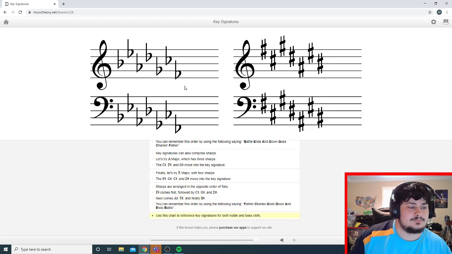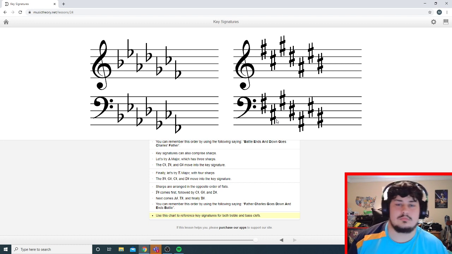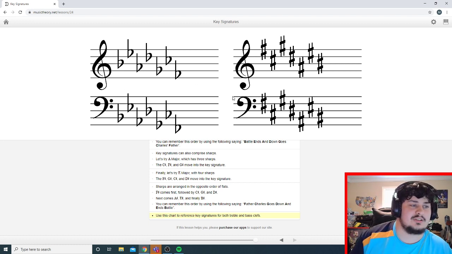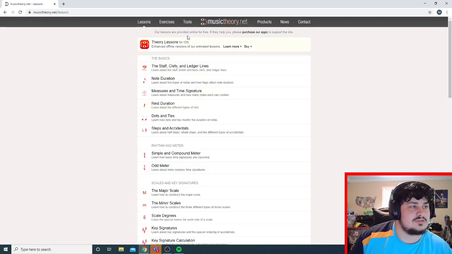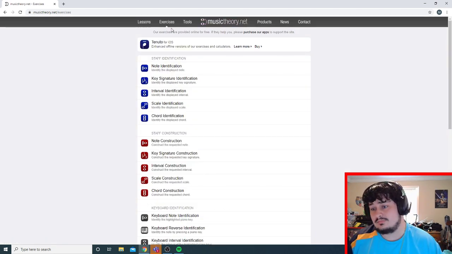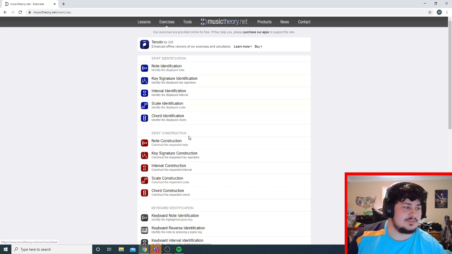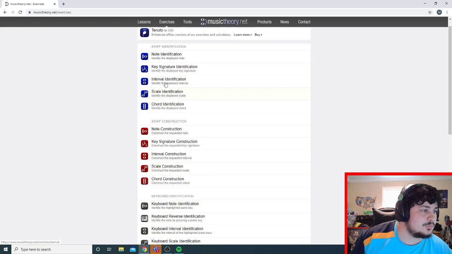Alright, now, I did only use treble clef examples, but here are some bass clef examples. Alright, so, moving on. Now let's do some practice, because really the only way you get this is practice.